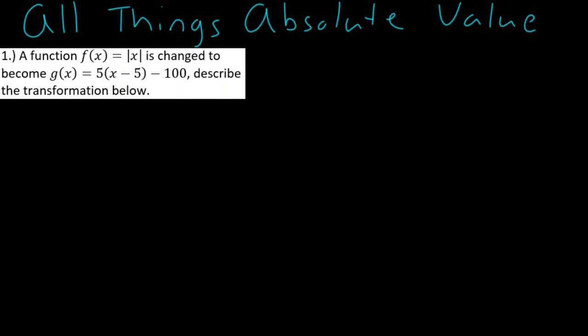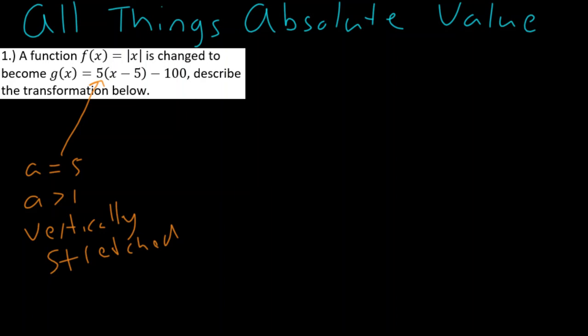It says a function f of x equals the absolute value of x is changed to become g of x equals 5 parentheses x minus 5 minus 100. Well, let's take a look at each part of this. Here, let's use this orange color. I see that my a value, a equals 5, and so I know that since a is greater than 1, it was vertically stretched.